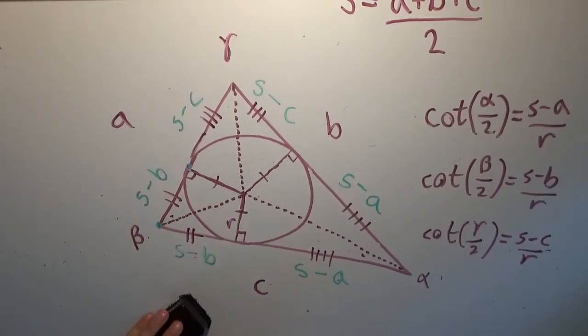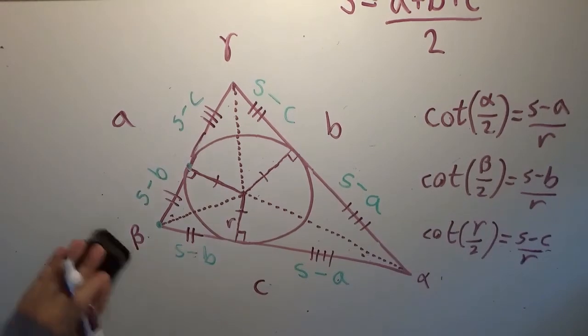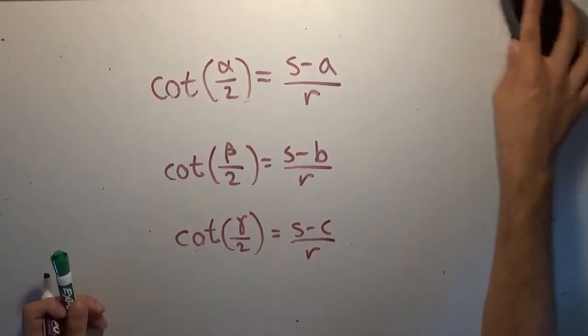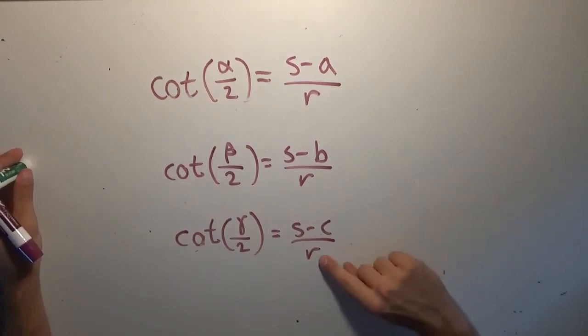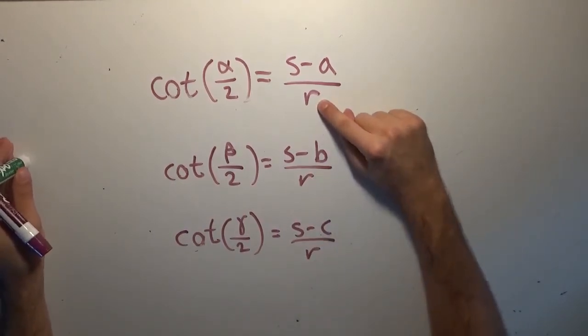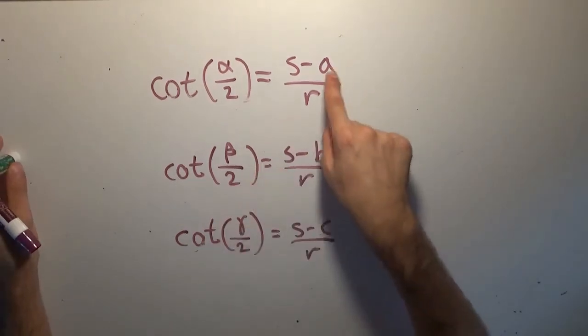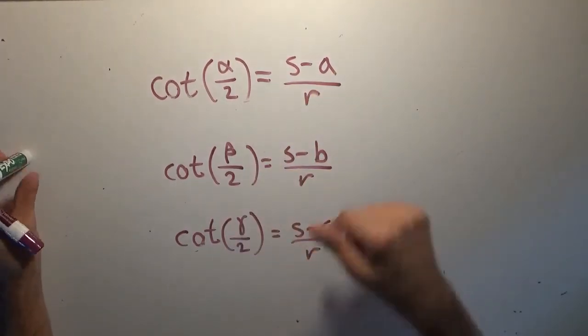I'm going to erase the triangle now, and we're going to look just at these formulas that we've derived. Okay, so we have these three relationships now, and remember S is the semi-perimeter, A plus B plus C over 2. Look at this, we have a common factor of little r in all of these. So I'm going to divide both sides by S minus A, S minus B, and S minus C, etc.